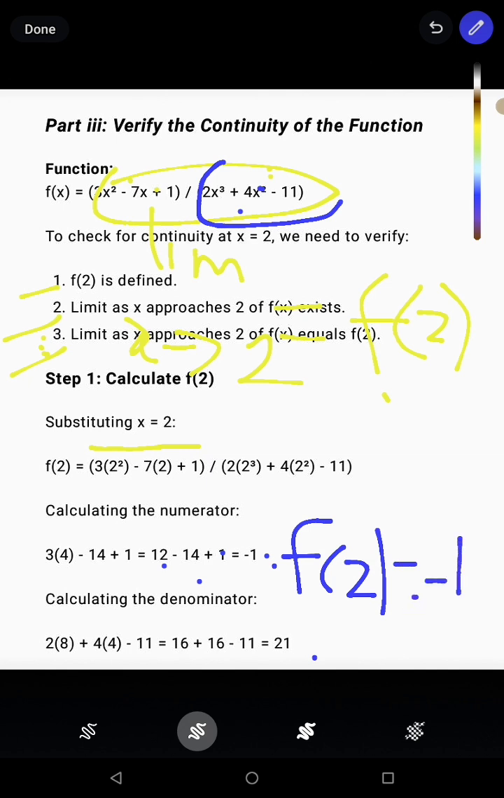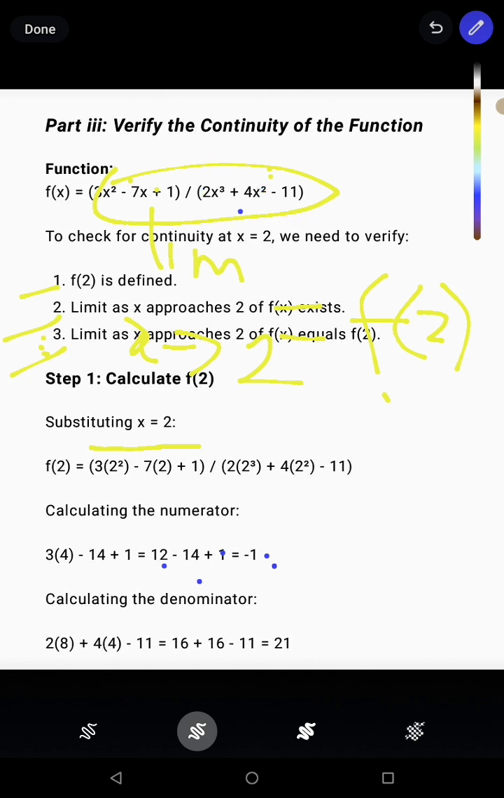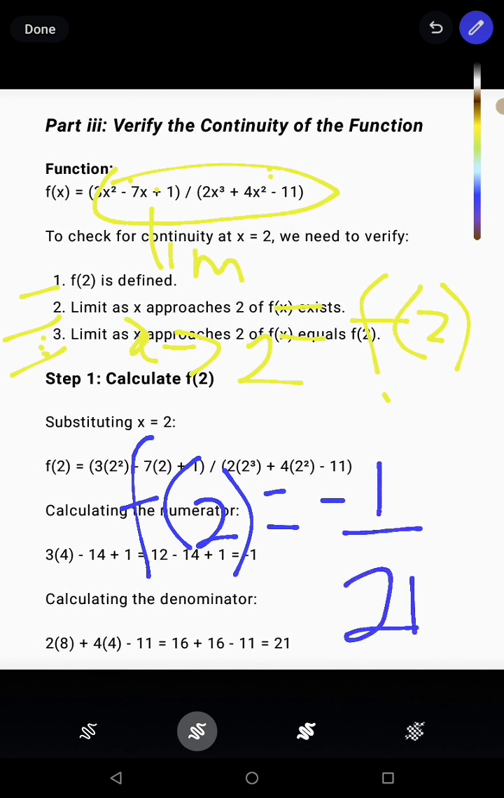Sorry, let me write it the proper way. Now f of 2 is minus 1, which is the numerator, over 21, the denominator. So it is defined. It may be a fraction, it may be a negative number. So far it is a number, even 0, it is defined at that point. Are we together? If it is infinity, it is not defined. A limit can tend to infinity, but you are looking for a definite value, and infinity is not a definite value. Note that. Do you get what I'm trying to say now?